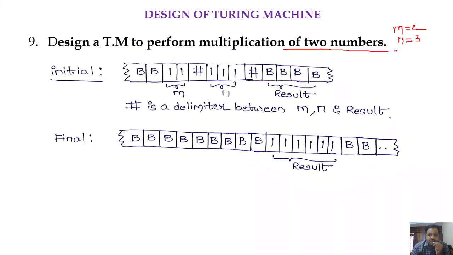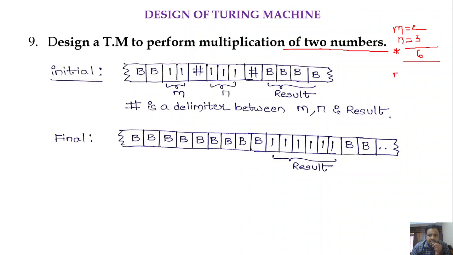When we multiply these two numbers, m and n, having values 2 and 3, we will get a result as 6. So how do we implement such logic by using this Turing machine? Let us discuss the logic for this operation.